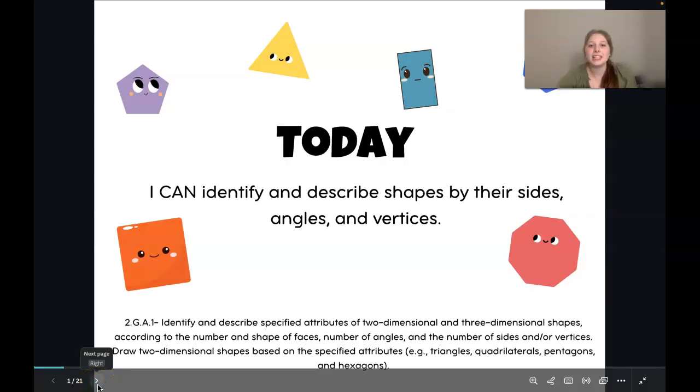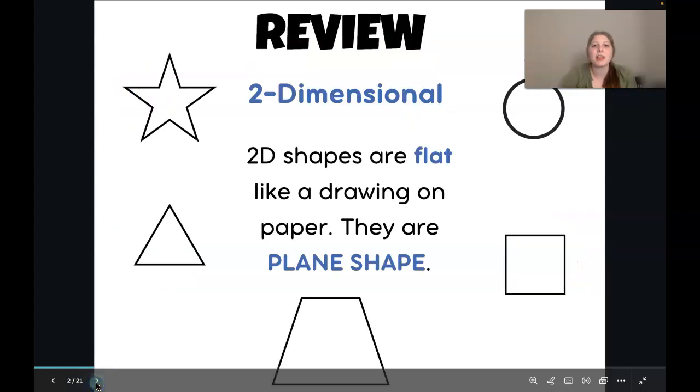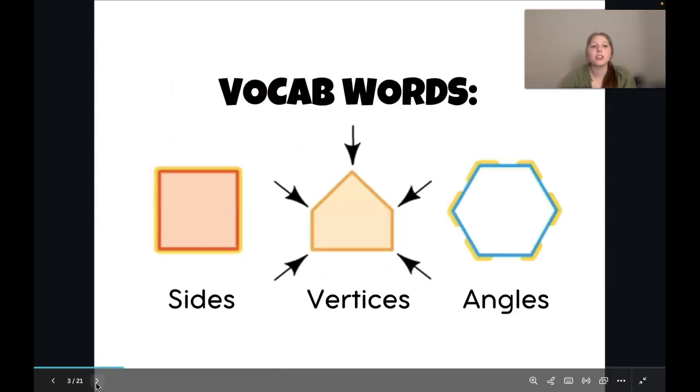So by the end of today's lesson, you will be able to know what shape we're talking about by how many sides, angles, and vertices it has. So yesterday we talked about two-dimensional shapes. Those are flat, just like a drawing on a paper. So we're going to look at some two-dimensional shapes, and we're going to look at their angles, vertices, and sides to know what kind of shape they are.